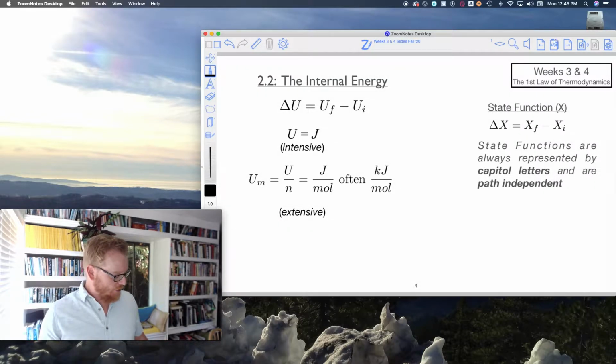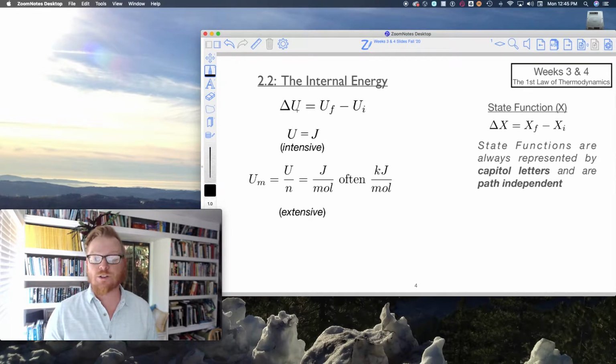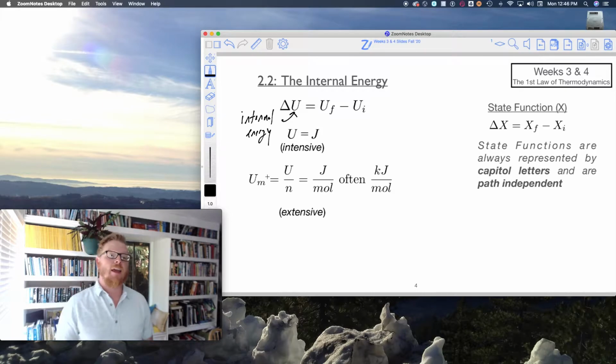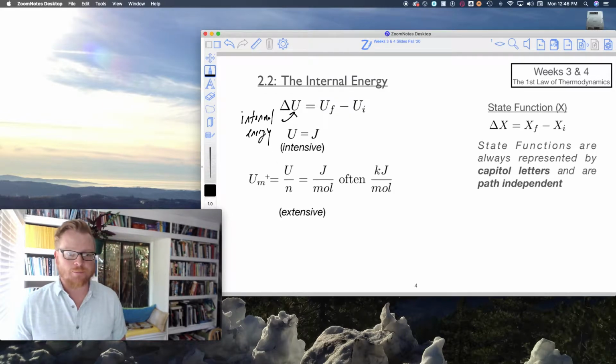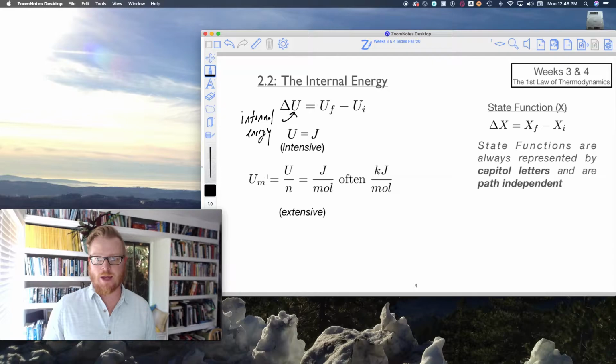Okay, so let's get into internal energy. We are going to use the letter U for internal energy. I know I used a bunch of different letters for energy previously. In the thermal world, U is the internal energy. And remember this delta? This delta gives me final minus initial.